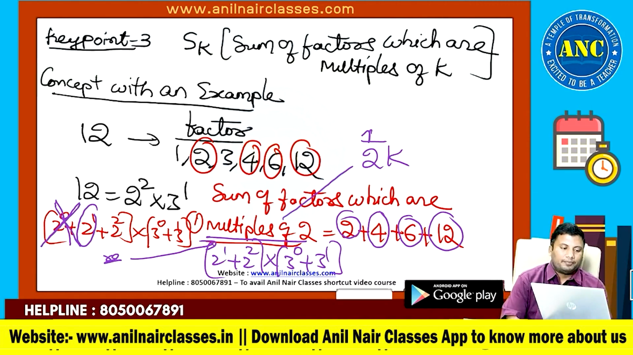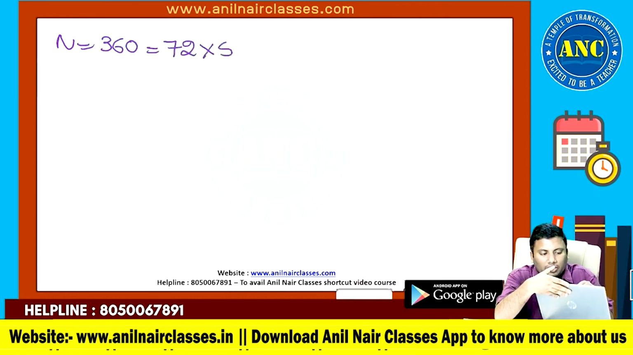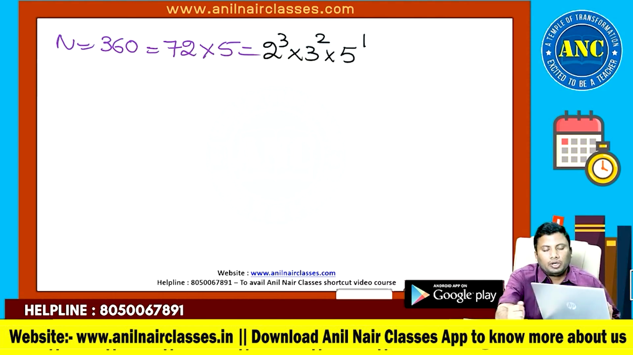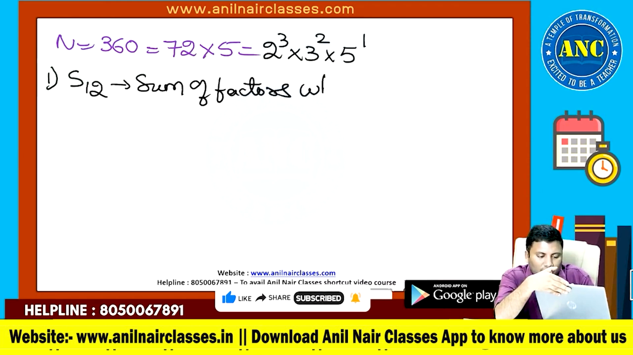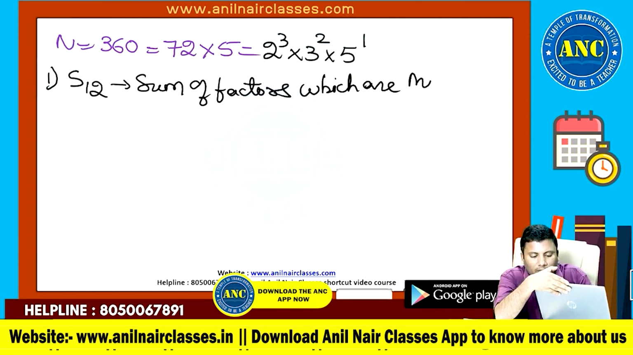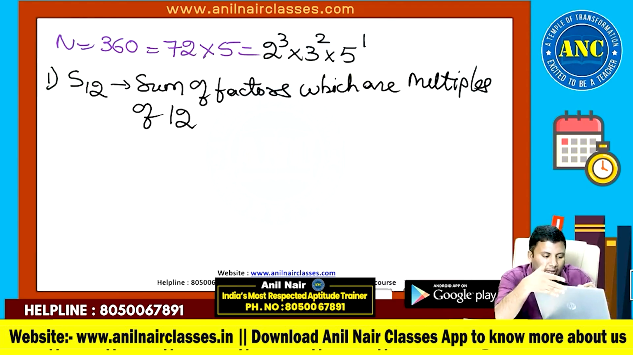Few more examples. This is a very small number. N equivalent to 360. 360 is nothing but 72 into 5, and 72 is 2 cube into 3 square, so 360 is 2 cube into 3 square into 5 power 1. First question, S12. What is S12? S12 is the sum of the factors which are multiples of 12.